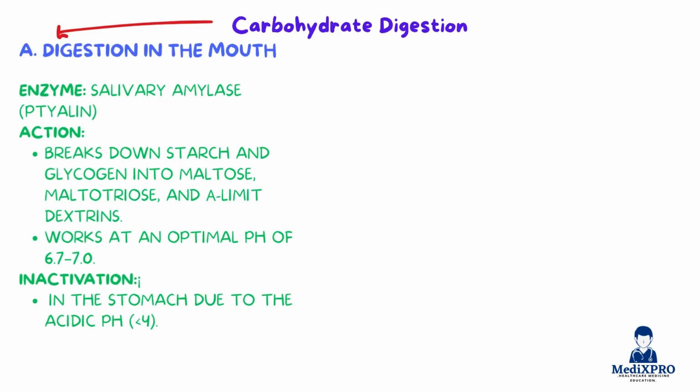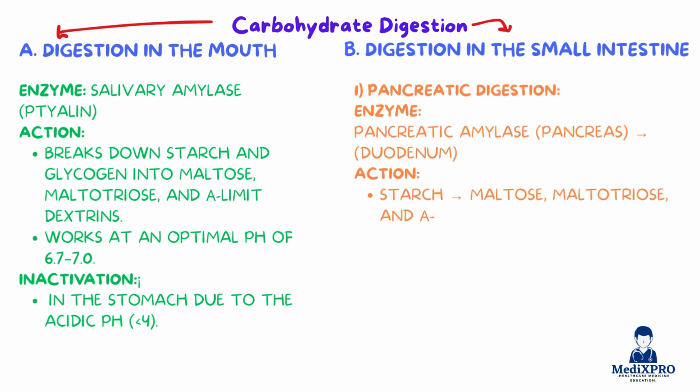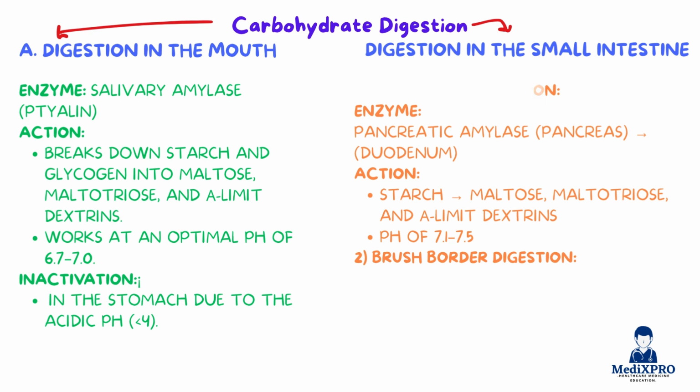As the chyme moves to the small intestine, carbohydrate digestion kicks back in, stronger than ever. First comes pancreatic digestion. The enzyme at work is pancreatic amylase, secreted by the pancreas into the duodenum. Just like salivary amylase, it breaks down starch into maltose, maltotriose, and A-limit dextrins, but it works more efficiently at a slightly alkaline pH of around 7.1 to 7.5.